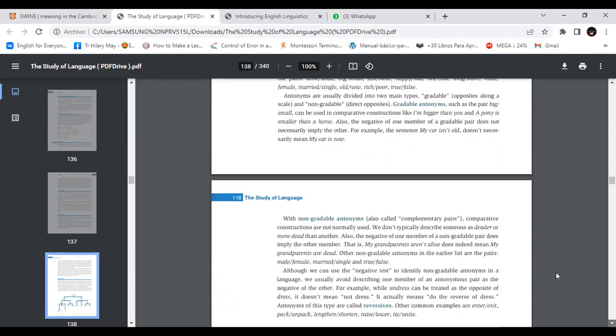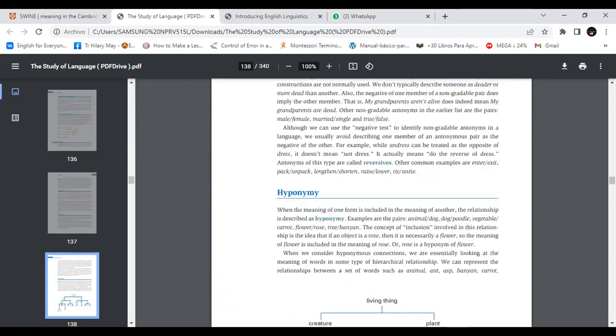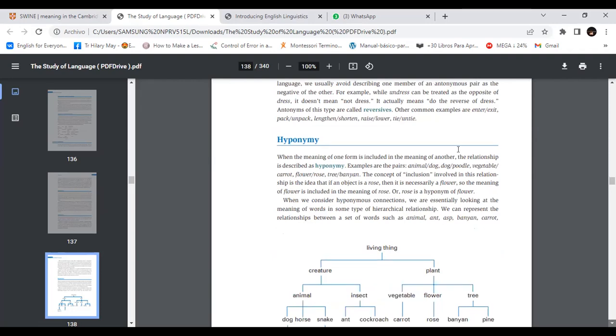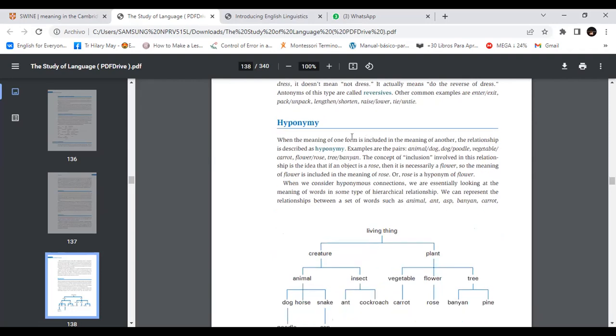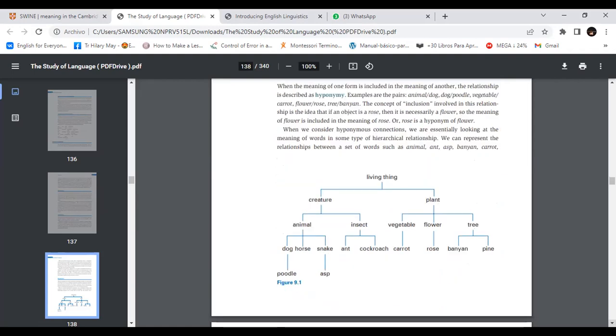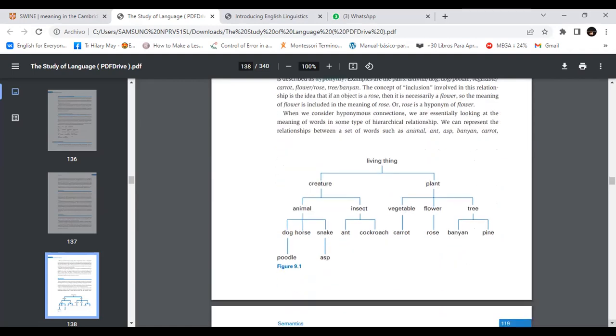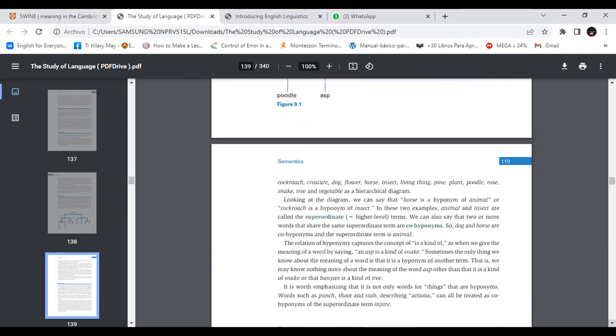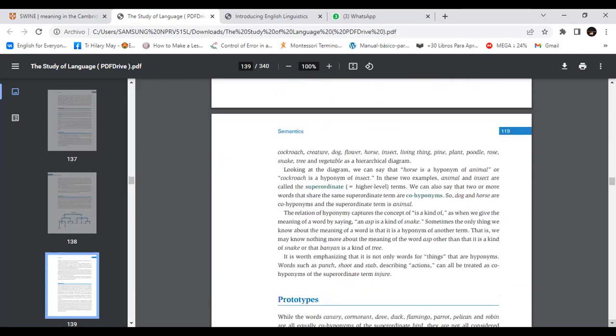Then we have hyponymy. In this part we create the diagram. As it says, the relationship is described as hyponymy because those words have a relationship. As you can see here, this is a diagram. And then we have prototypes, as you can see here.